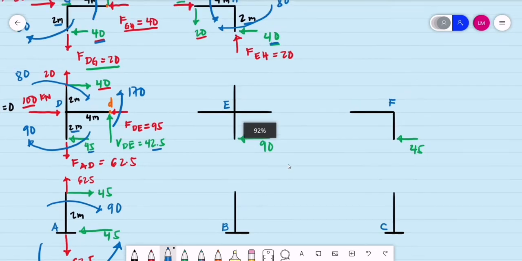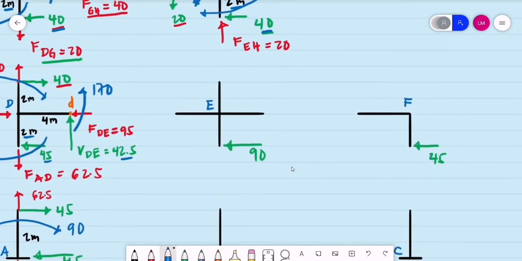So we proceed to joint E. Alright, so transferring the values. This is now 20 kilonewtons downward. This is 95 kilonewtons to the right. Then for the shear, this time it should be downward. This is 42.5 kilonewtons downward. Then the shear for beam EH, this time, is 40 kilonewtons to the right.